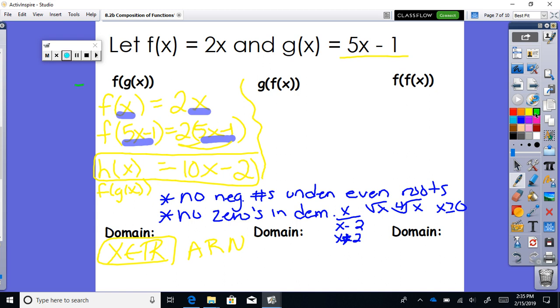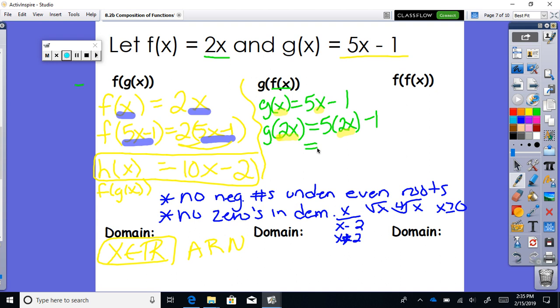All right, number 2. This time it's g composed with f of x. So you start with g of x, which was 5x minus 1. Then you replace the x with f of x. f of x equals 2x. So g, and then you replace the x with the function 2x. So wherever you had an x in g of x, you now have a 2x. So when it was just g of x, I had an x right here. When it's g of f of x, I replace the x with the 2x.